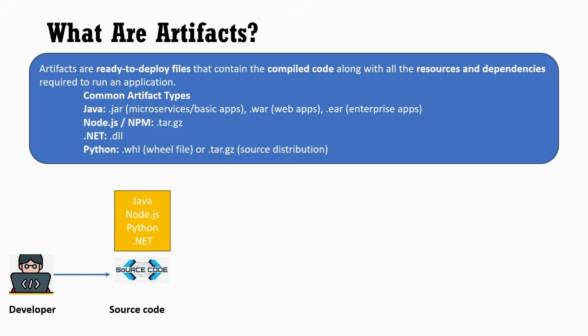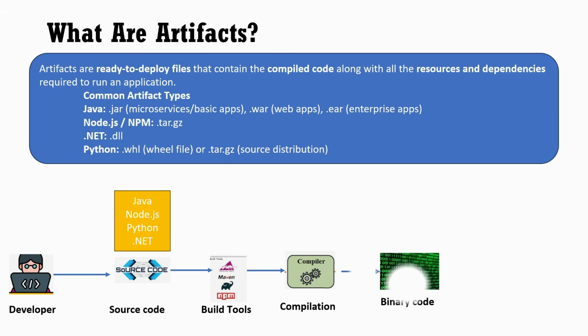Whenever a developer writes source code, that code is written in programming languages like Java, Node.js, Python, .NET, Groovy and so on. These are human readable languages. But as we know from school days, computers understand only machine language, zeros and ones. So the developer gives the source code to a build tool such as Maven, Gradle, NPM, Pip, MSBuild, etc. And the build tool converts that human readable code into binary code that machines can understand.